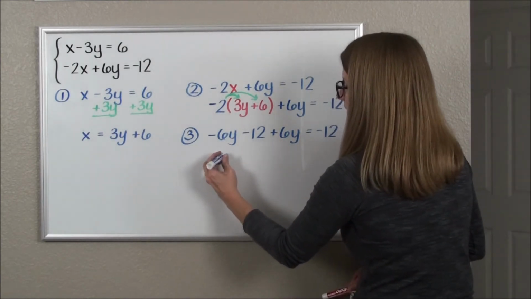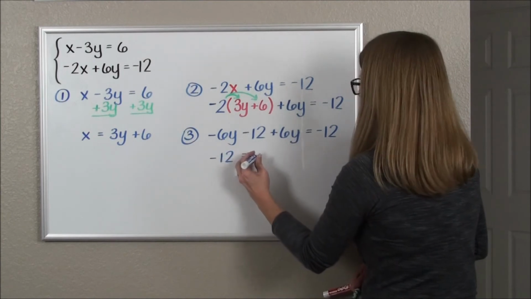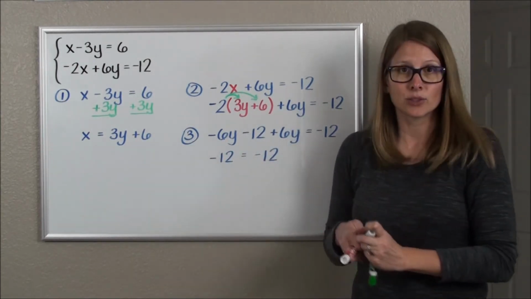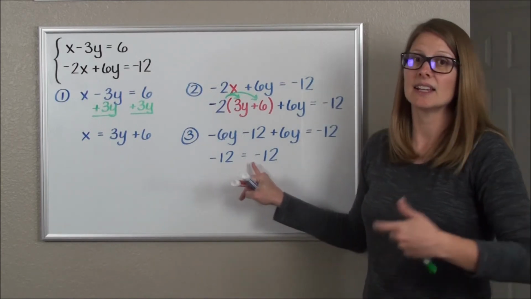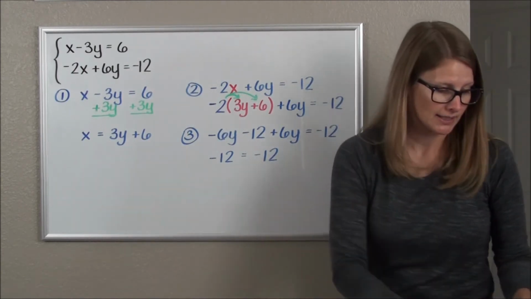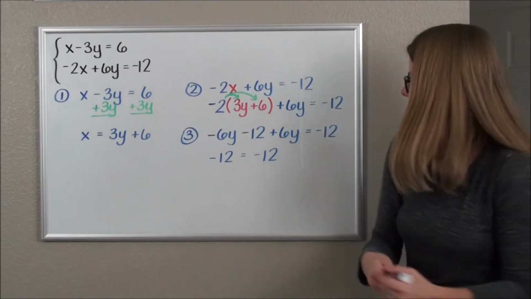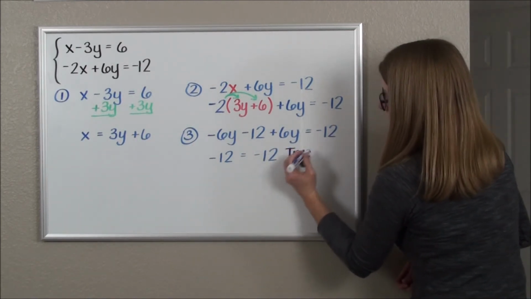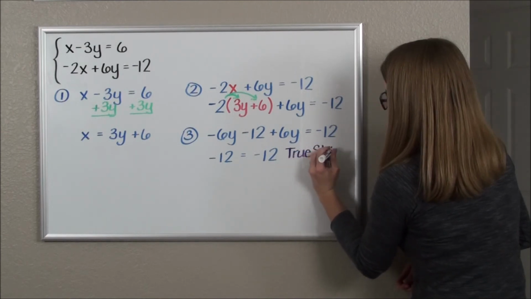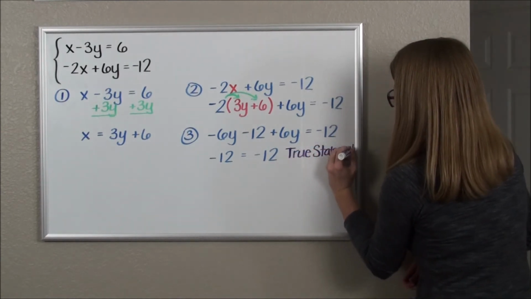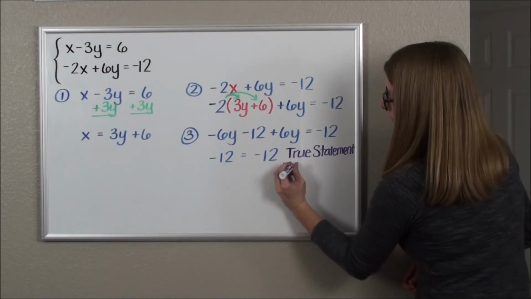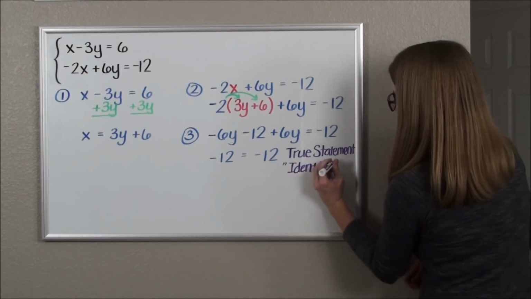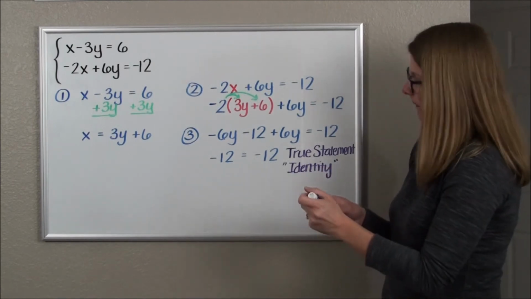So I wind up with just that negative 12 on the left, set equal to the negative 12 on the right. Now if I told you that negative 12 was the same thing as negative 12, you would agree. It's exactly the same thing. This is a true statement. And the fancy math word we use to say true statement is we call this an identity. An equation that's always true is an identity.